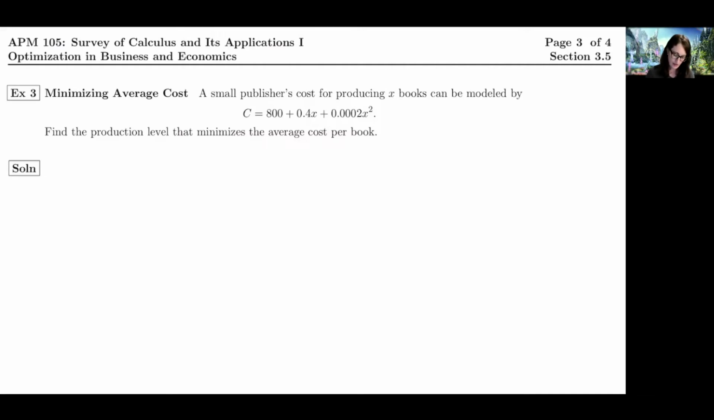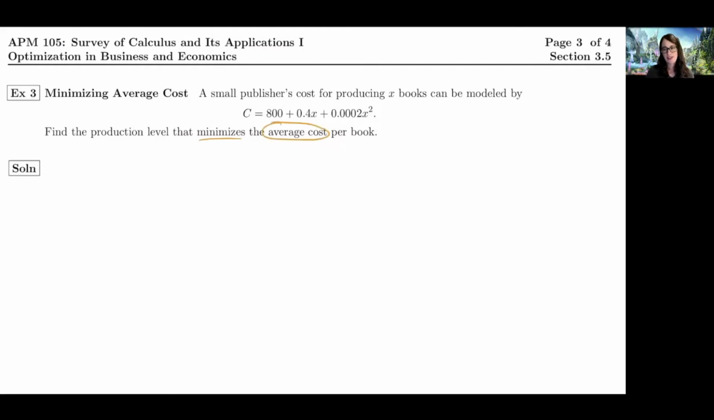Okay, so with all of these optimization problems, again, you want to make sure that you know what you're doing. Are you maximizing or minimizing? And what is it that you're maximizing or minimizing? It should be clear from reading the question. So we have minimizing, right? We want to find the minimum of the average cost.